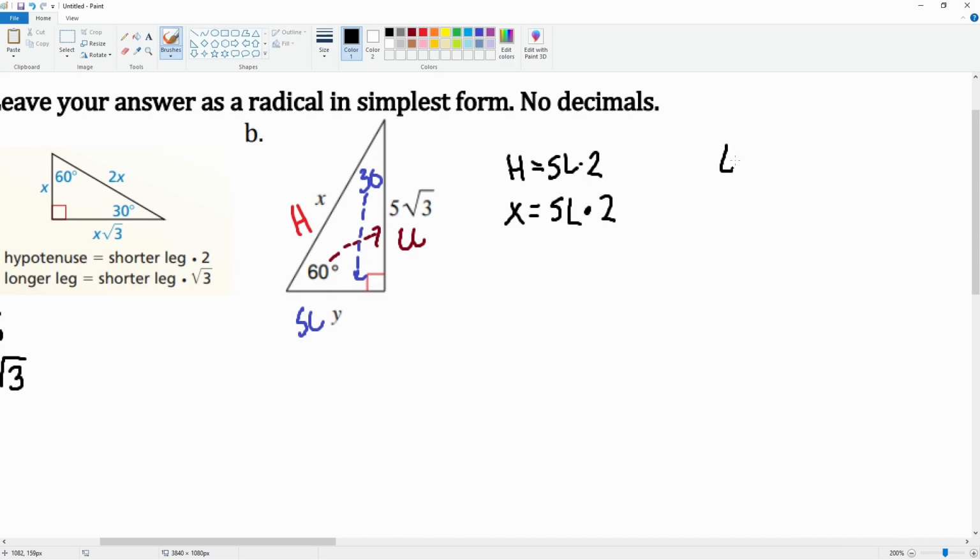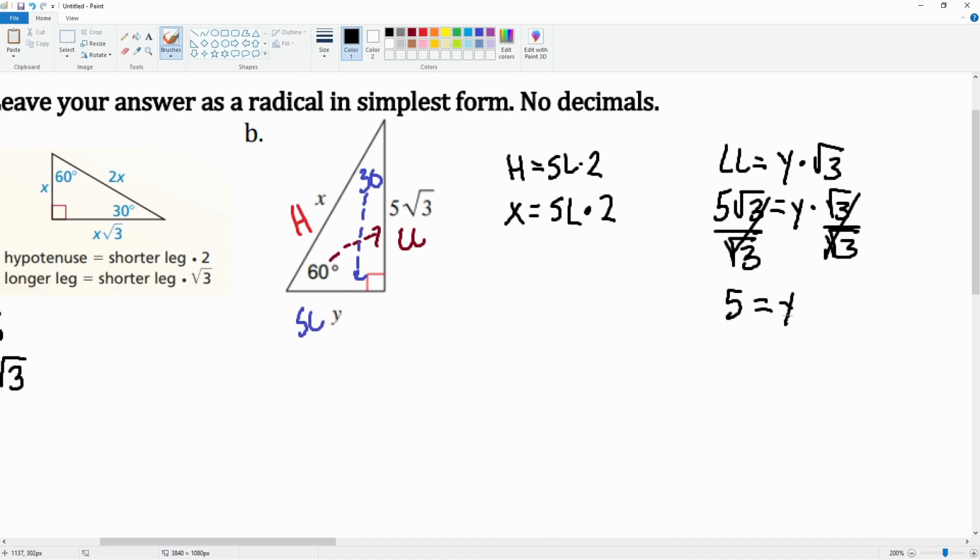I have my long leg is equal to my short leg, which is y, times radical 3. Do I have my long leg? Yes, I do. It's 5 radical 3 is equal to y times radical 3. I can now divide by radical 3 on both sides. This cancels. The radical 3 over radical 3 cancels. 5 is equal to my y. My y is my short leg.